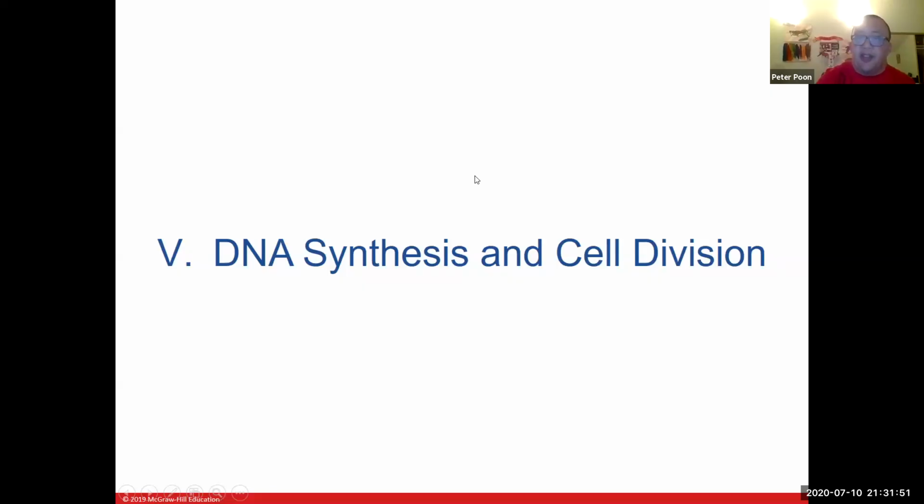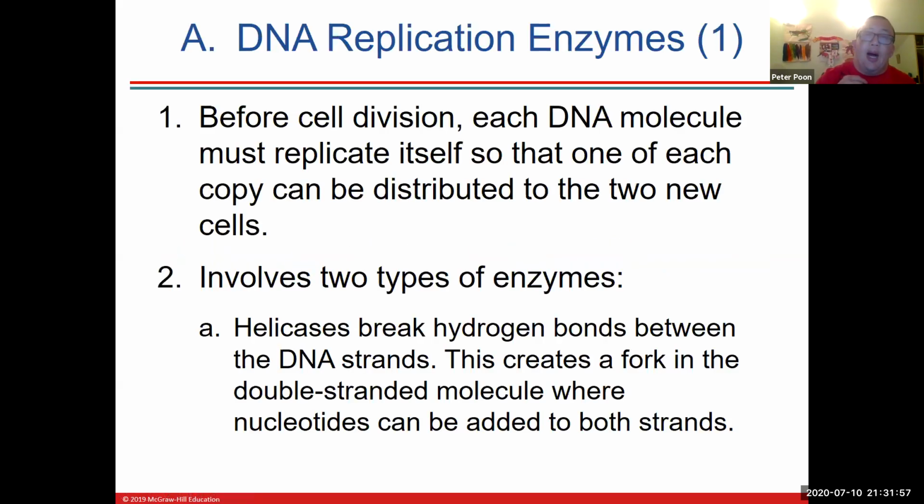DNA synthesis and cell division. Before cell division, the DNA has to replicate, because you want the DNA replication to occur safely, and then you divide the cell in half, and half of the DNA can go to each cell. The phase in which the DNA replicates is called the S phase. It involves two special types of enzymes. One is a helicase. Helicases break hydrogen bonds between the DNA strands.